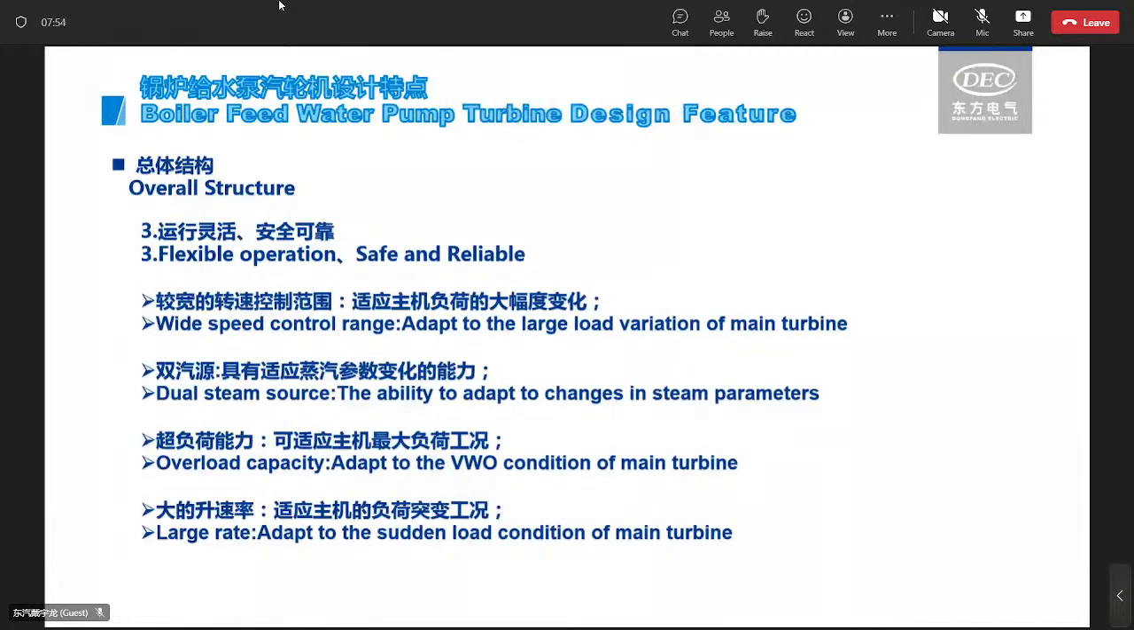It also has overload capacity, which can adapt to the VWO condition of the main turbine. And it has a large speed increasing rate adapted to the sudden load change condition of the main turbine.